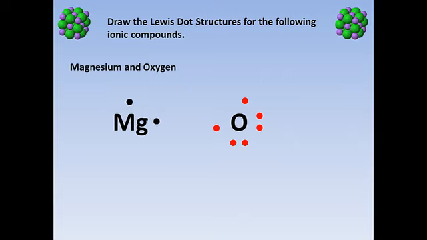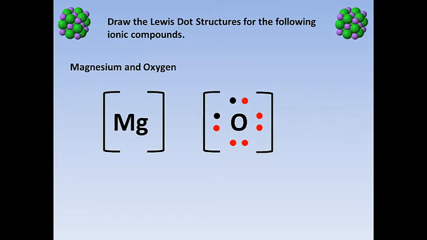Notice that oxygen needs 2 electrons to complete its octet. Conveniently, magnesium has 2 to donate, and it will donate both of them to the oxygen. The magnesium atom has no more valence electrons to donate, and the oxygen atom has a full octet. Place brackets around each atom and assign the correct charge to each atom.